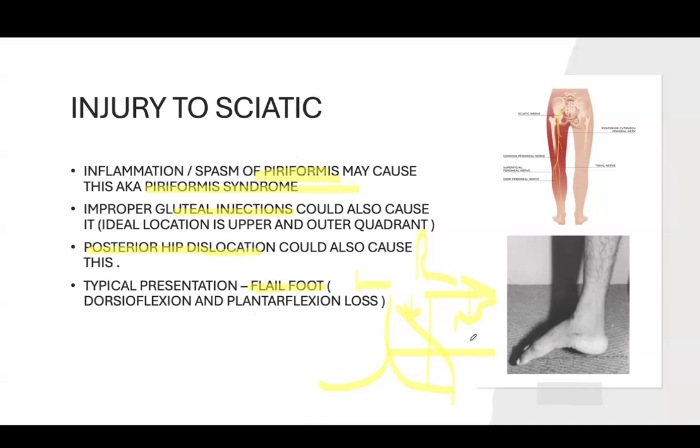But in flail foot, the patient's foot is just floppy, like floppy meat like this. He or she cannot control it at all. That's the difference between foot drop and flail foot. In foot drop, you can still have control over your foot. It's just weak and it's dropping. But here you just have no control over it and it's just present like this. You can't move it at all.